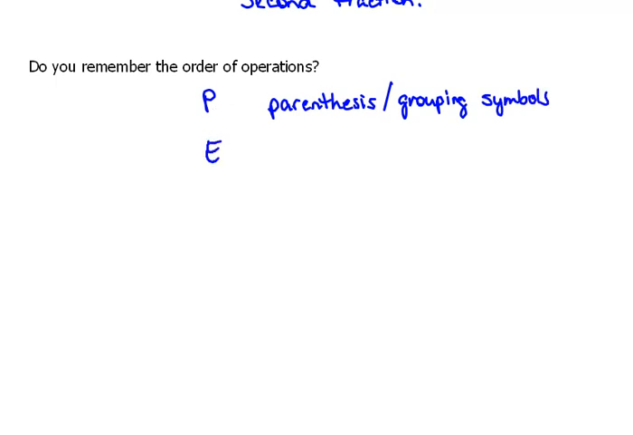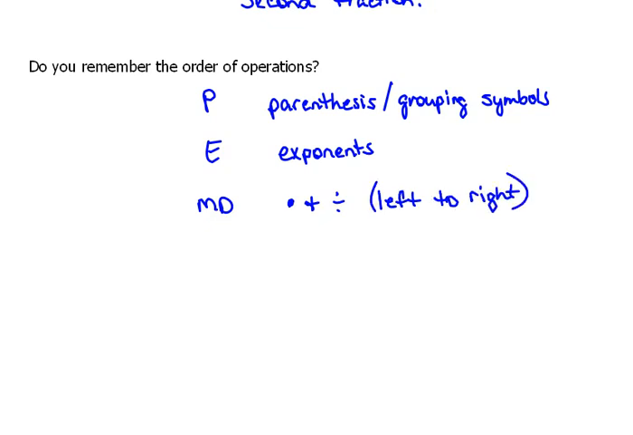Then Excuse is exponents. And then remember, My Dear stands for multiplication and division. But we do those left to right as we see them. Remember, neither one of those operations is more important than the other one. And then finally, the Aunt Sally is the addition and subtraction. And again, we do those left to right. Neither one of those is more important than the other one. So we just do them as they appear, left to right.